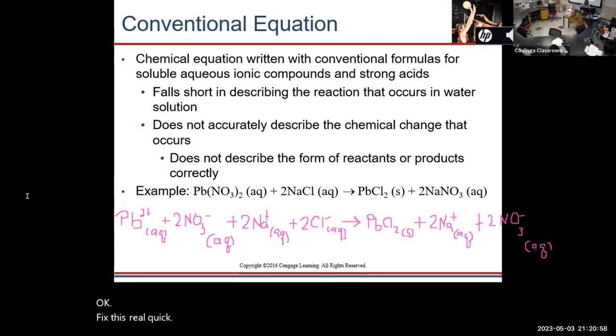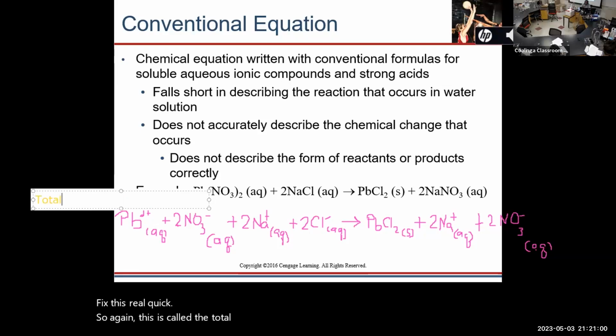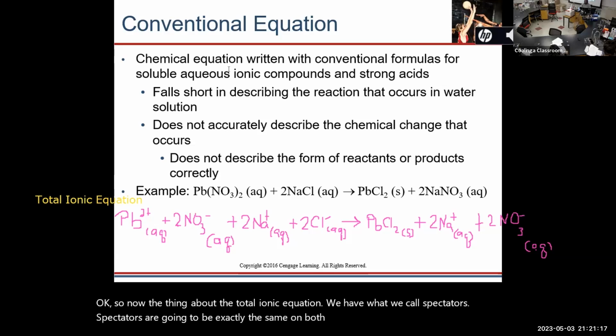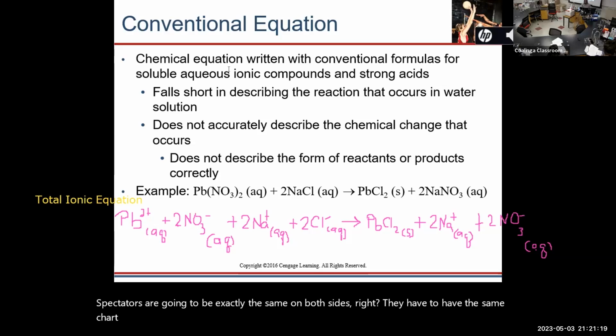So again, this is called the total ionic equation. Now the thing about the total ionic equation, we have what we call spectators. Spectators are going to be exactly the same on both sides, right? They have to have the same charge. They have to have the same chemical symbol. If they're connected to something, they're not considered spectators.